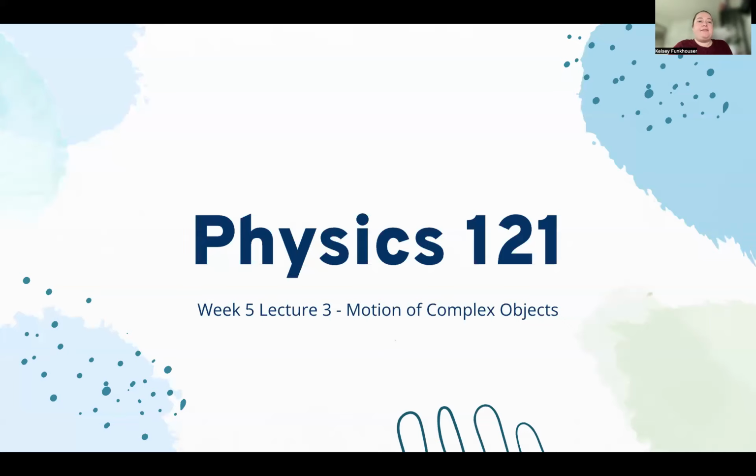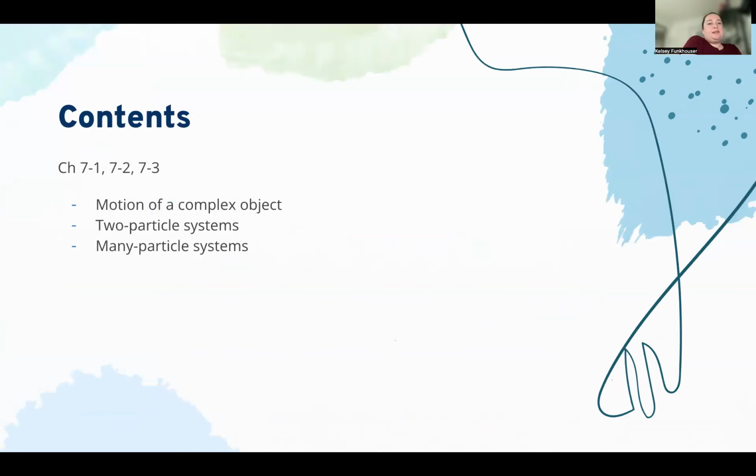Welcome to week 5, lecture 3. We're going to talk about motion of complex objects. This is covering 7-1, 7-2, and 7-3. We're going to go over motion of complex objects, two-particle systems, and many-particle systems.